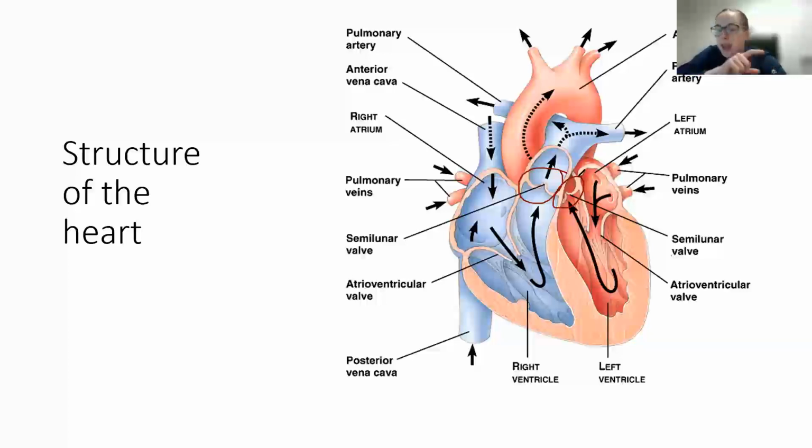So AV valve between the atrium and the ventricle, semilunar between the ventricle and the artery that's going out. Okay? And they help to prevent backflow. Okay? So they're really important. So let's talk about how blood moves within the heart. I think that's what we'll finish on with this lesson.